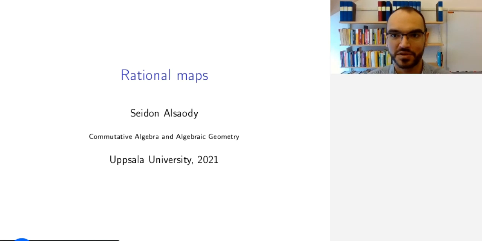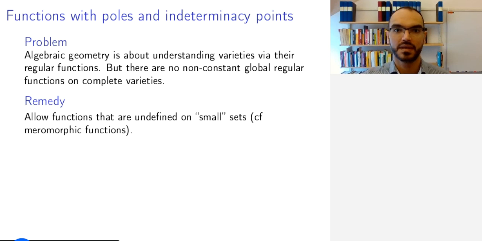Welcome to this lecture. In this lecture, we will look at rational maps that are a generalization of morphisms between algebraic varieties. So the problem that we are facing is that algebraic geometry is all about understanding varieties via their regular functions. For affine varieties, this is great. An affine variety contains exactly the same information as does its coordinate ring.